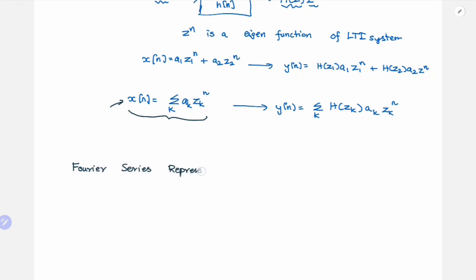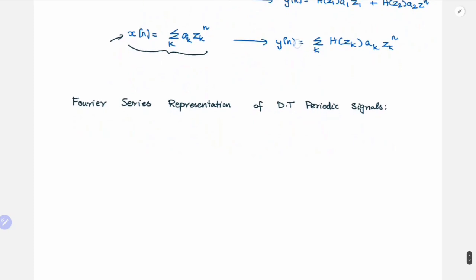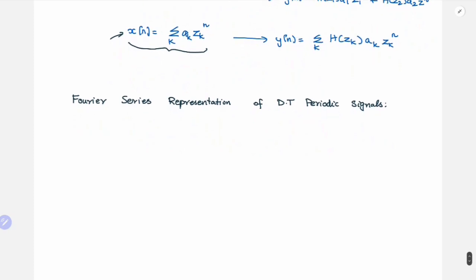representation of discrete time periodic signals. So first we look at periodic signals. Why? Because your complex exponential itself is periodic. You can have e power j omega naught n, which is a periodic signal, and then you can represent your x of n in terms of a sum of e power j omega naught n, and then we'll see how we can find the coefficients ak. Okay.